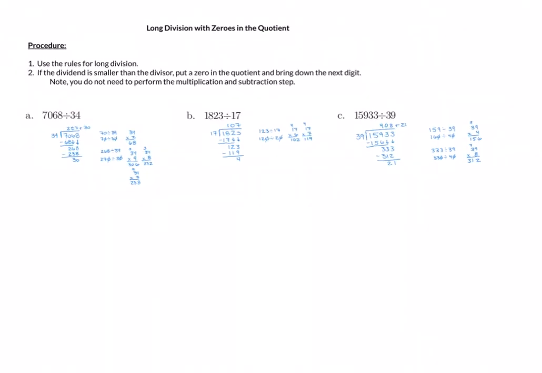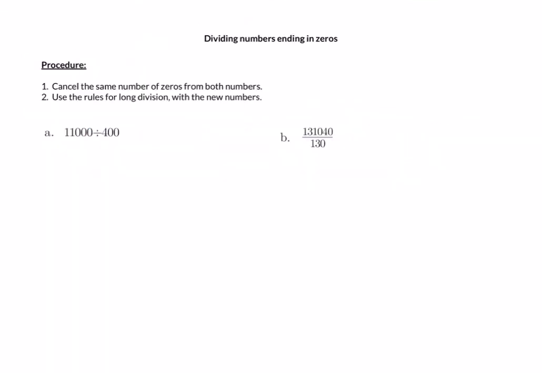All right, so that takes care of long division with zeros in the quotient. All right, so the next thing that we want to look at is dividing numbers ending in zeros. What we're going to do is, before we even set up our division problem, we want to cancel the same number of zeros from both numbers. After that, we will use the rules for long division with these new numbers. So let's go ahead and see what I mean by that.